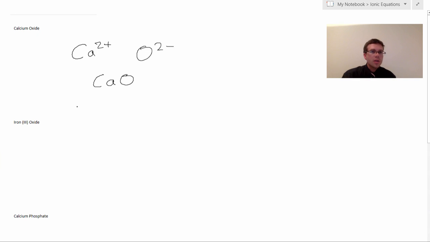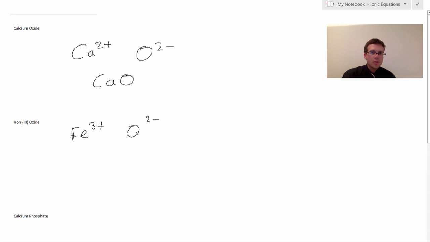Okay, the next one has a bit of a clue. This is iron 3 oxide. Now the 3 is a massive hint for you. So you know that iron is Fe. The 3 tells you that this must be 3 plus. As you know, in general, the metals normally take the plus. We have oxide, so as before, this is 2 minus.